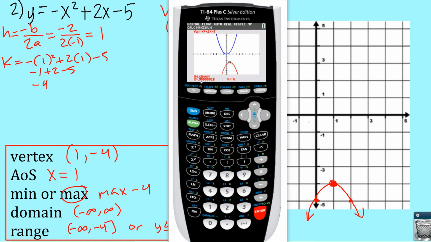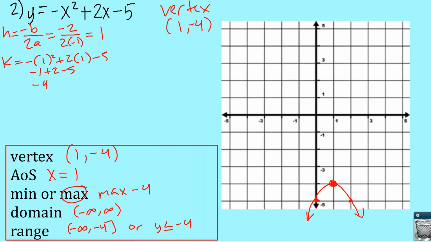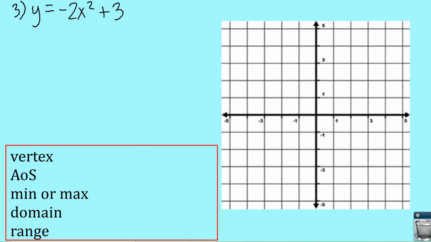So here we can see, okay, it looks like we did the right thing. So hopefully that helps you in double checking your work and not just doing it for you. Okay, because that's not going to help you. So let's do some more.